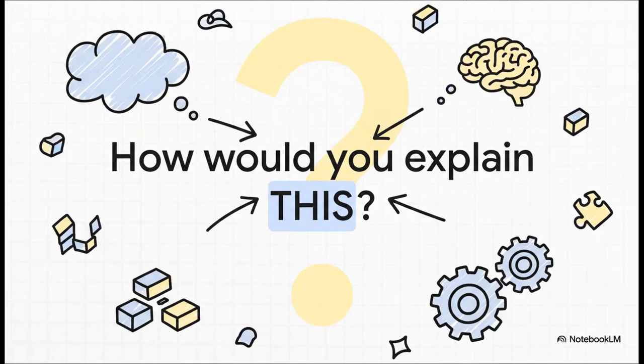How would you explain the word "this"? Seriously, think about it for a second. It seems so easy, right? It's just "this." But what if I told you that the very simplicity of this word is actually a clue to something way bigger, a whole system hiding in plain sight?